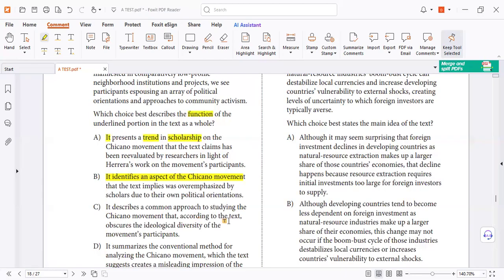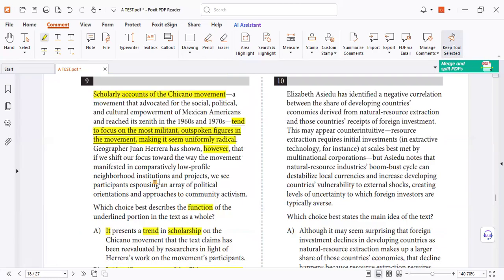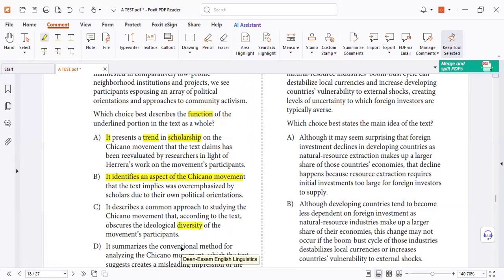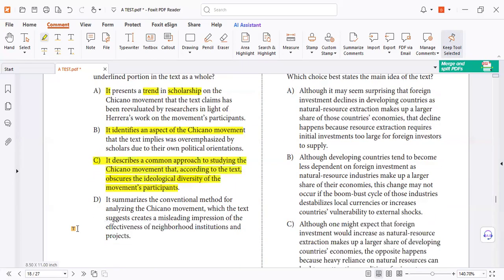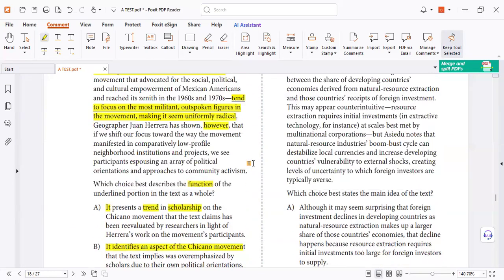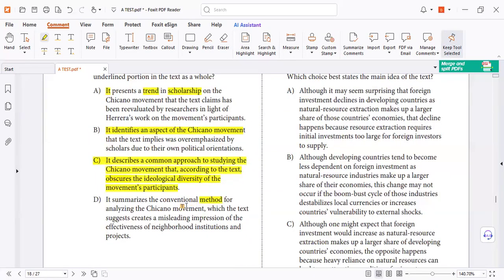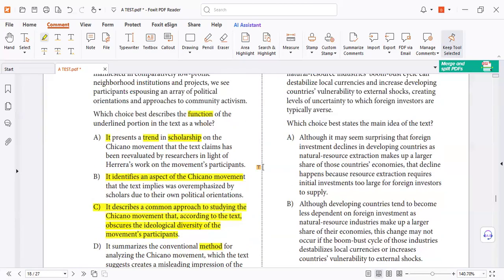But wait, according to the text, it obscures the ideological diversity. Yes, making it seem uniformly radical. So this proves the obscures the ideological diversity. So letter C, maybe. But wait, it summarizes a conventional method. We are not talking about the method. The method does not summarize, no. So don't continue reading. This is the problem of the long answer. The beginning is wrong. That's why.